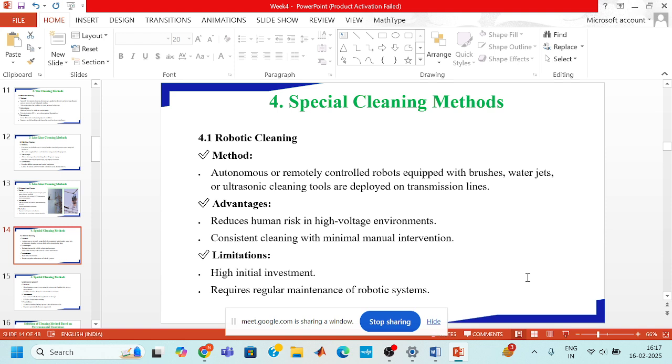It reduces the human risk in high voltage environments. It gives very consistent cleaning with minimal manual intervention, but it requires a very high initial investment and regular maintenance of the robotic system.